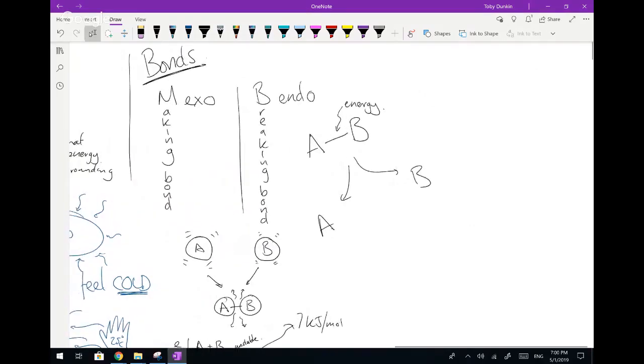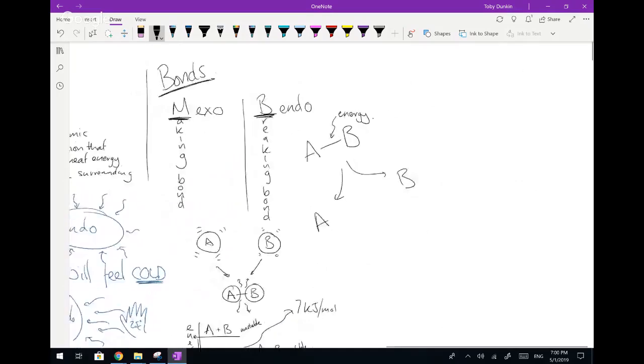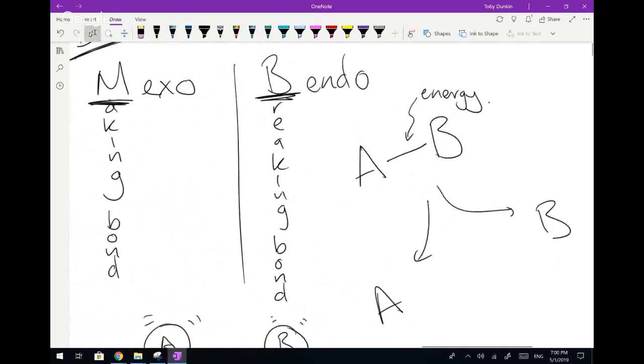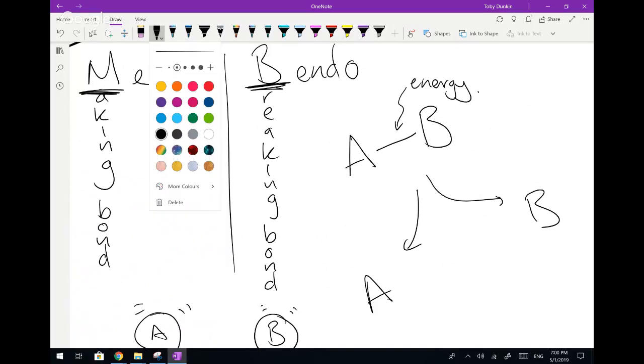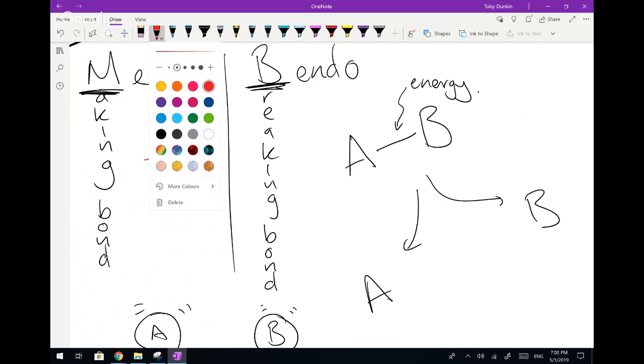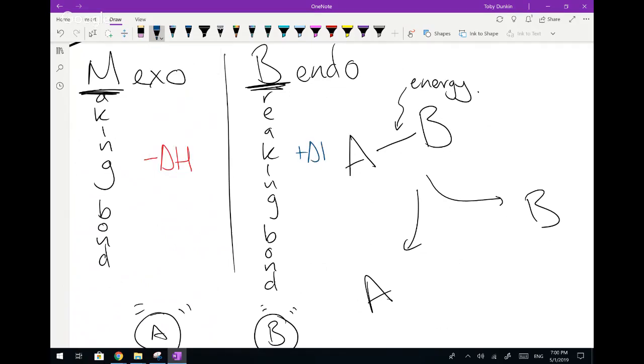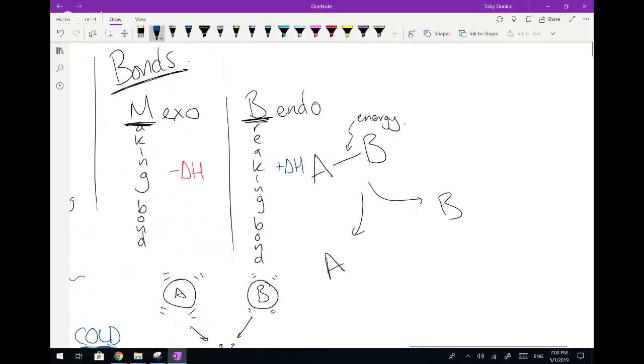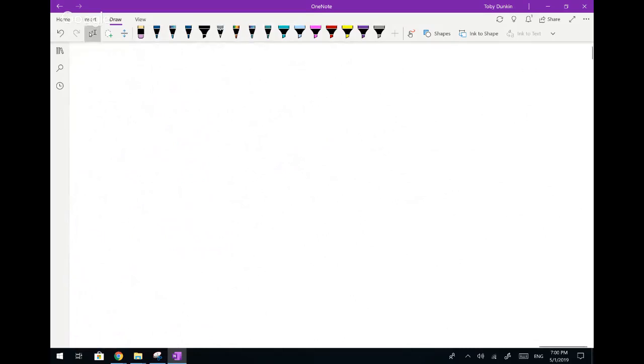straight into my graphs. So we've got mexo and bendo, two different processes. Let's give them a couple of symbols. It's always nice to do so. So mexo, exothermic. Now all I'm doing here, folks, is reinforcing parts of the webinar. So I'm reinforcing that a minus delta H is exothermic, in red, and a positive delta H is endothermic, in blue. To remember, hot and cold, always nice.